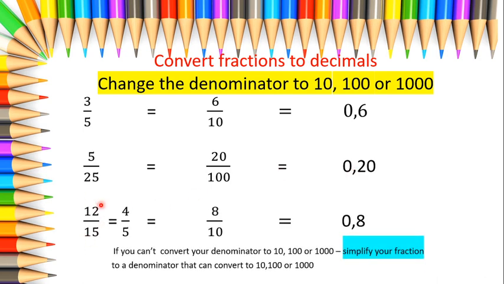Here we have got something different. The 15, we can't make that 10. We can't make it 100 or 1,000. So what must I do to this fraction? I must simplify. I simplify to 4 over 5 because the 5 I can make to a 10. 5 times 2 equals 10. 4 times 2 equals 8 equals 0,8.